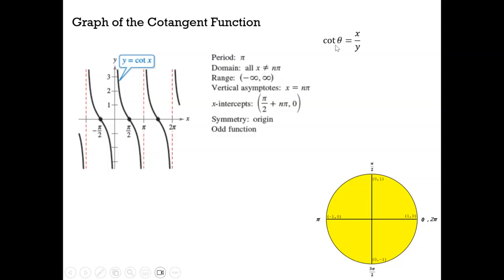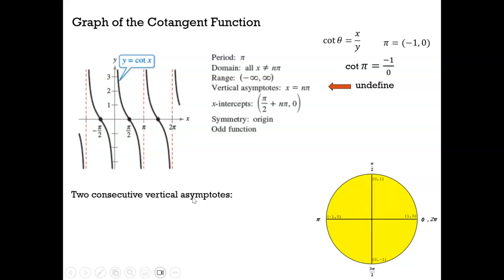There's my unit circle. Here's why at every pi it's undefined, with vertical asymptotes. The cotangent is x over y. At pi we have negative 1, 0, and the cotangent is x over y, so it's going to be negative 1 over 0, which is undefined. That's the reason there are asymptotes at every pi, because at every pi it's undefined. That's what x equals n pi means, the vertical asymptotes.